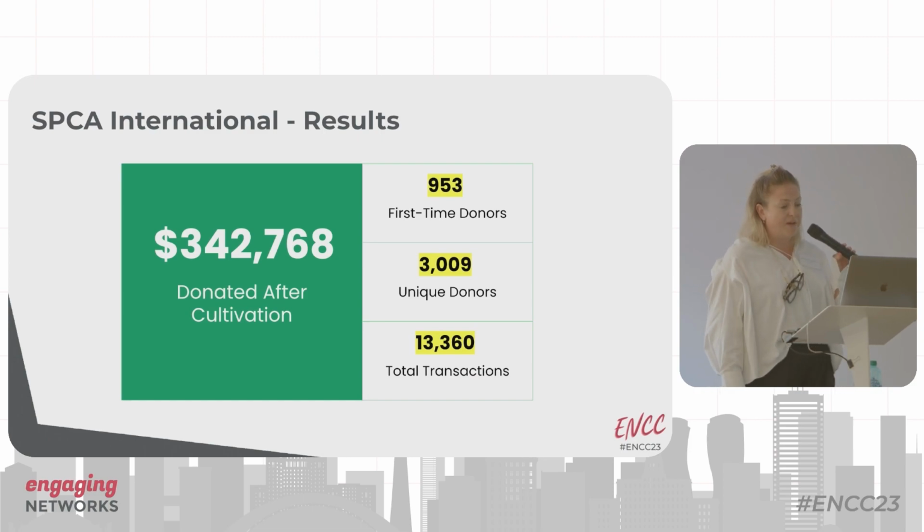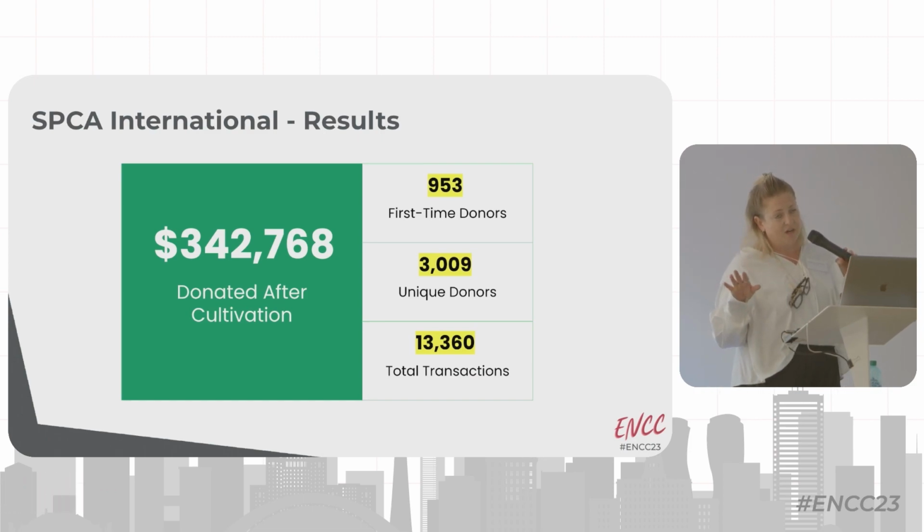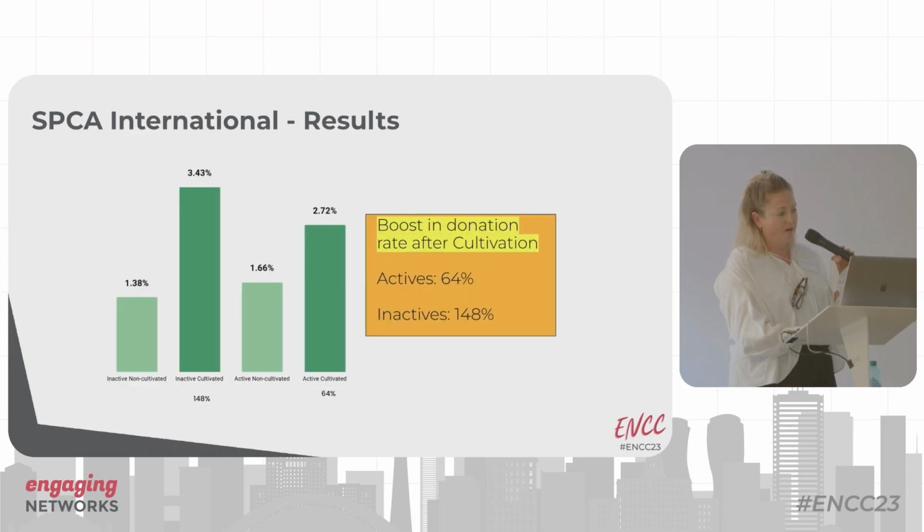So they have found after cultivation and running these interactive quizzes, 953 first-time donors, just under 350,000 donated after cultivation. And so these are pretty impressive numbers. But again, these are with bigger lists in the US, so it's worth highlighting that. But they're really tracking their cohorts.